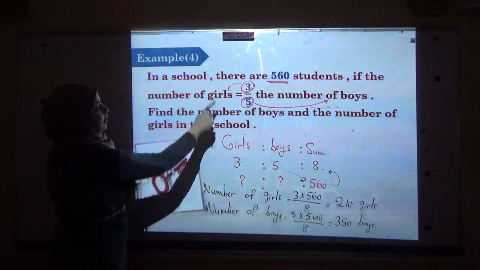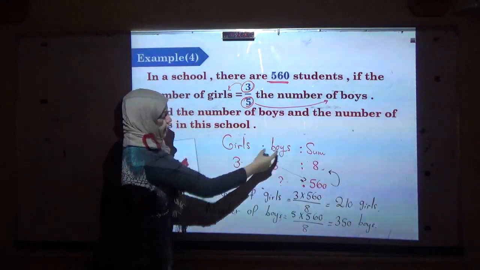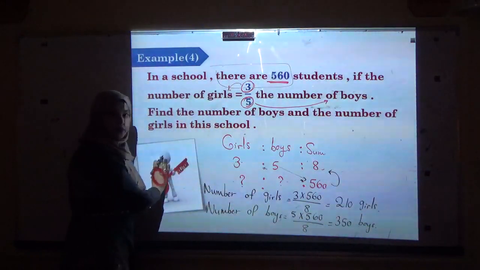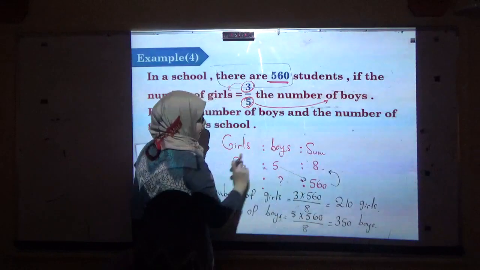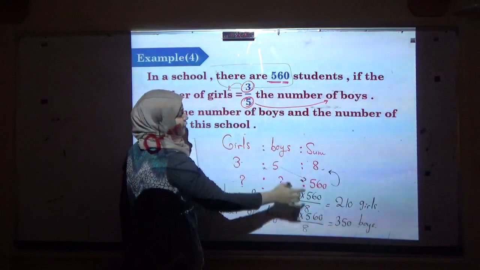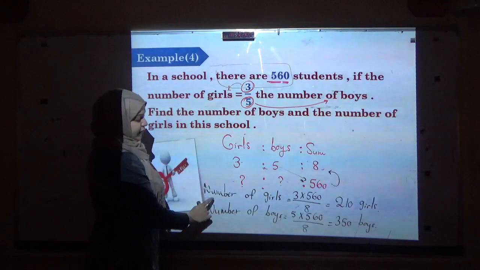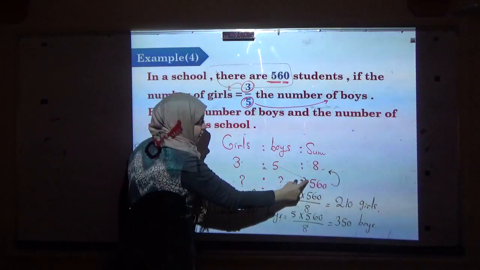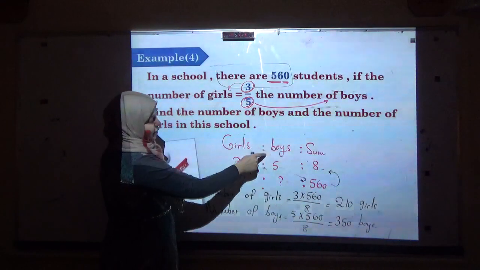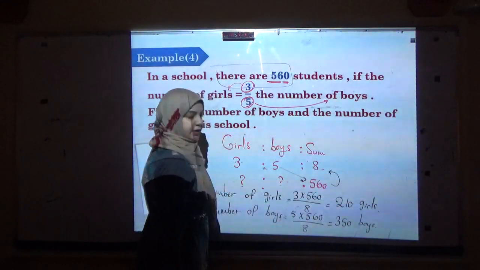Okay, again, he gives us the ratio between girls to boys, 3 to 5. So girls to boys 3 to 5. He gives us the total number of girls and boys, 560. So we need to add sum. Add 3 plus 5 equals 8, and put the real number of students in the third line, 560. Then make cross multiplication to find the number of girls. 3 multiply 560 divides 8 equals 210. And to find the number of boys, 5 multiply 560 divides 8 equals 350 boys.